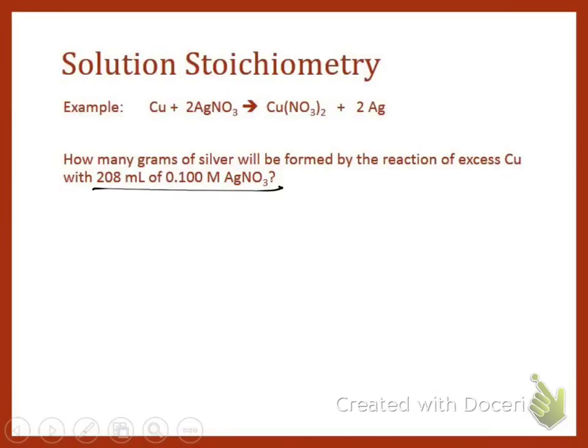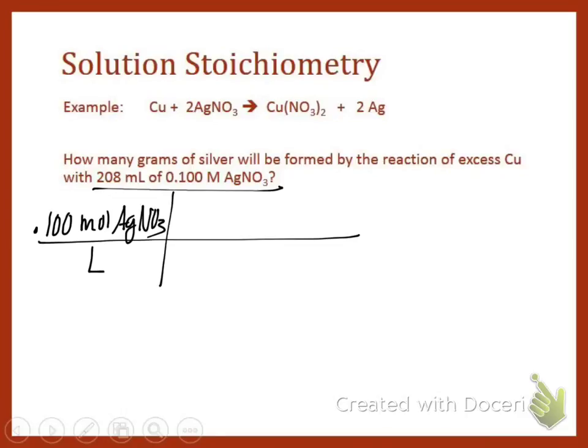So we're going to start with our molarity. And so we have moles of silver nitrate over liters of solution. So if we multiply by volume, we can get rid of our volume, and then we're back to moles. So I'm going to put 0.208 liters. Of course, that's over 1. So now I've gotten rid of liters, and I'm in moles of silver nitrate.